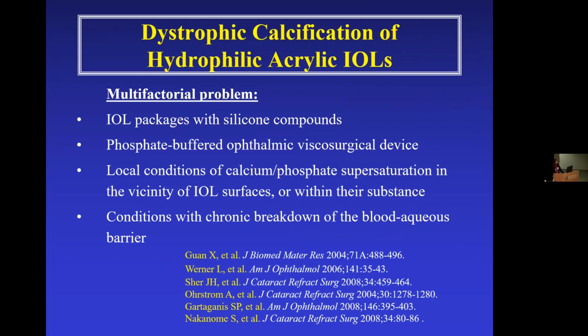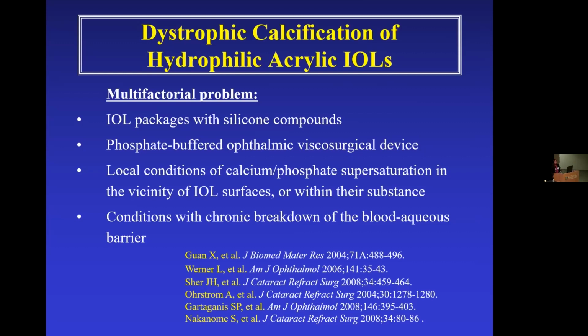There are studies showing that the packaging with silicon compounds is involved. Also, it seems that you have more calcification if you use, in surgery, OVDs that have a phosphate buffer. And there are also problems with local conditions of calcium and phosphate supersaturation around the IOLs, for example, if you leave behind cortical material, and issues with chronic breakdown of the blood aqueous barrier. It seems to be more frequent with diabetic patients, for example.